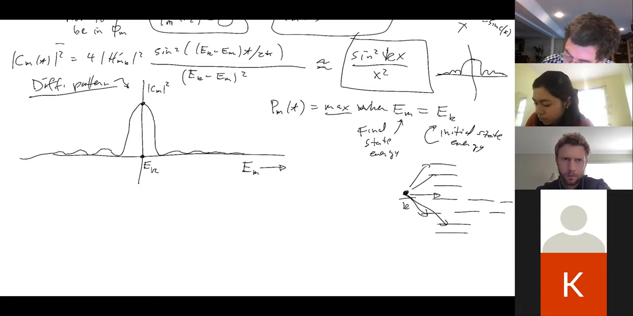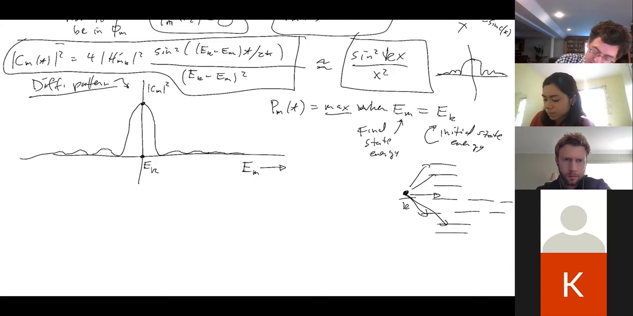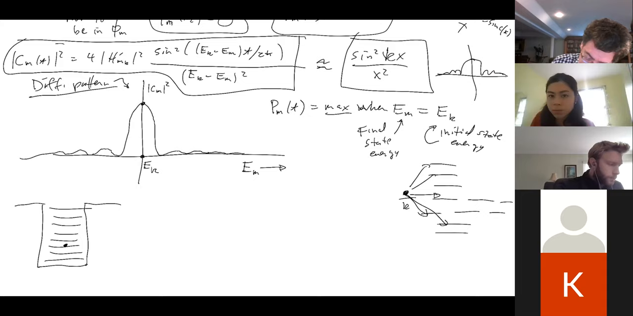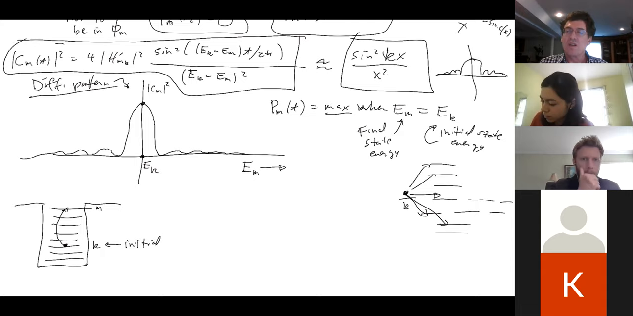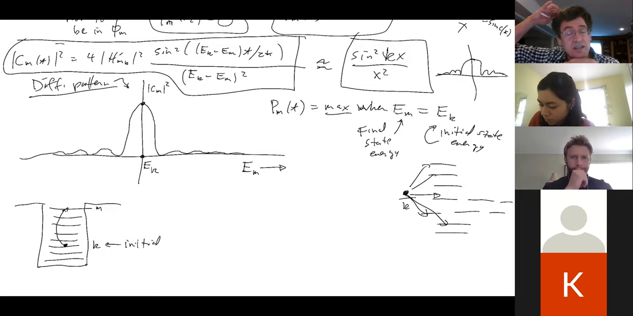This formula is telling me that I have a probability to go to every single state. So I'm starting here in some arbitrary state, the kth state, that's my initial state. But this formula is telling me that I have a probability to go way, way up here to this very high energy state. And if you think about it, it's a finite probability. I just plug it into this formula. Do you see what I'm saying? So the formula is telling me that I have a probability to be excited to a very high state.